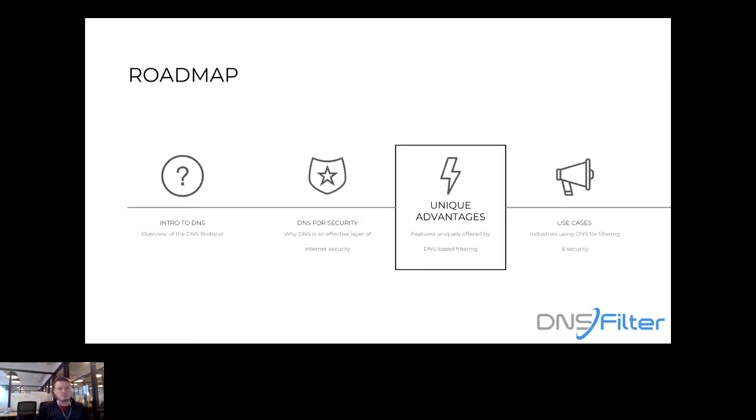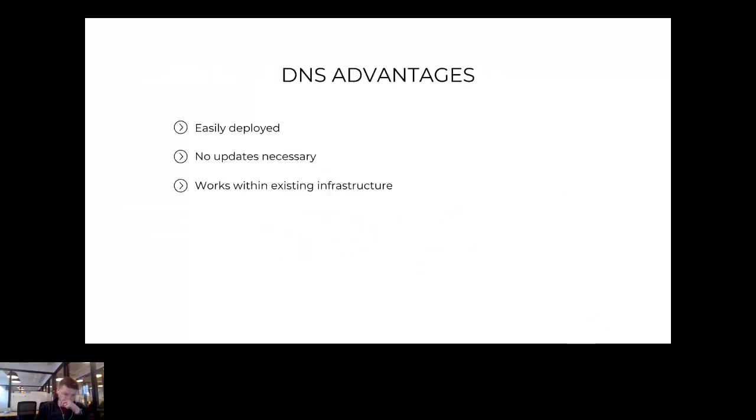Now, in terms of advantages that only the DNS layer can help with, there's a few things here. One is that a DNS-based filter is very easily deployed. So often it's as simple as one settings change. You can change your Active Directory forwarders. You can change your router or modem settings to set upstream DNS to something like DNS Filter. And after that, you can manage everything remotely. So it's very easy to turn on.